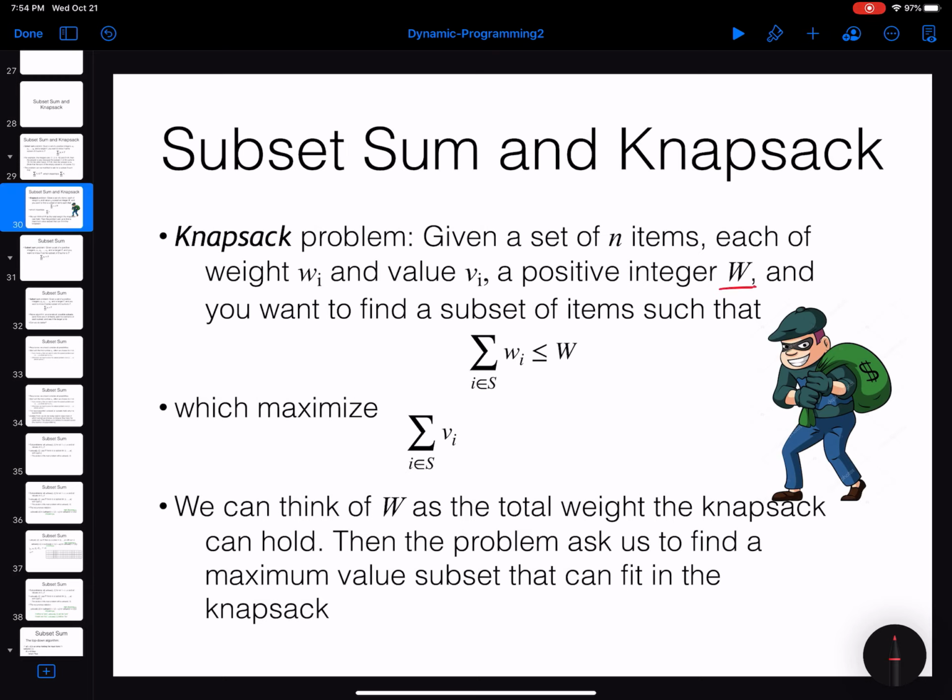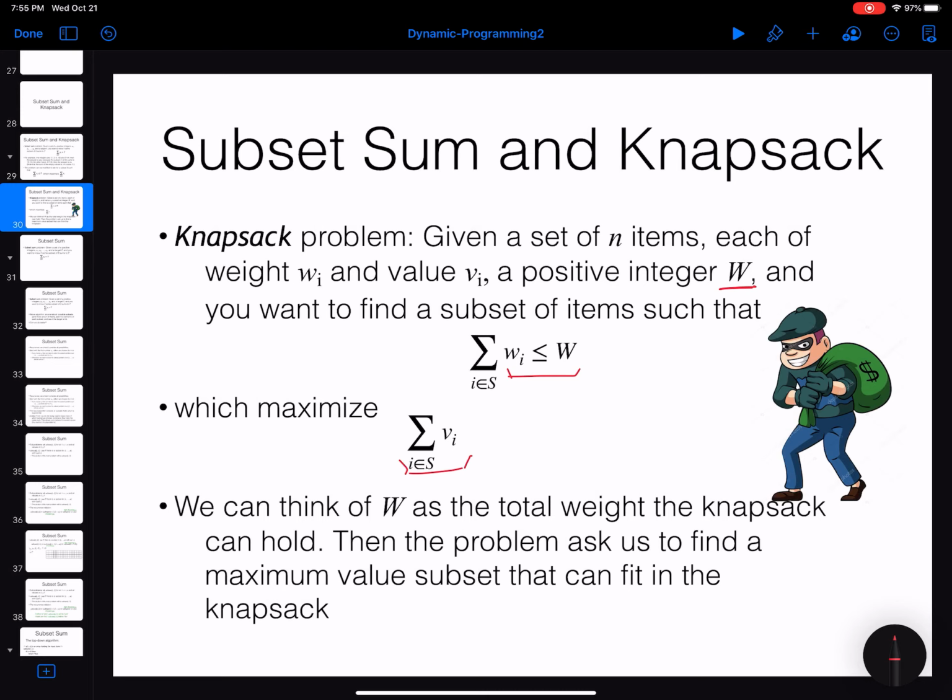I want to gather as much value as I can, but so that I can put all of them in the knapsack and carry all of those. So the summation of the weights is going to be less than W, but I want to maximize the value of those objects. So here you can see that I have basically two factors in this problem.